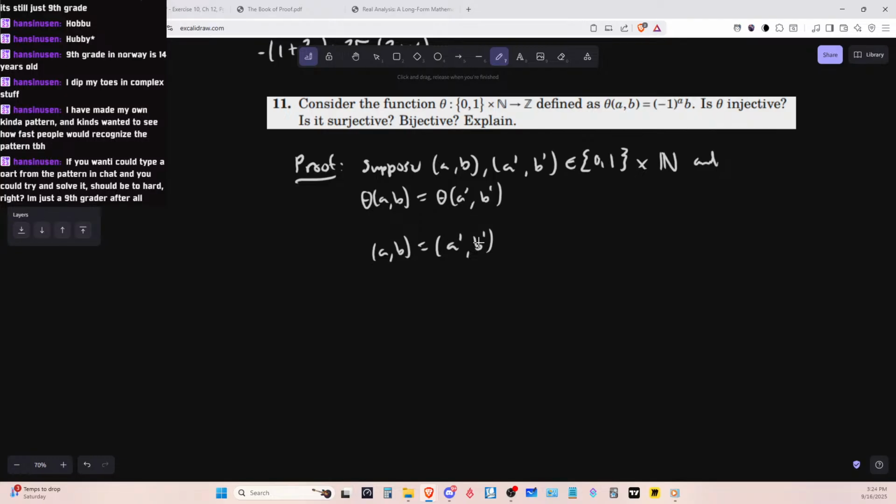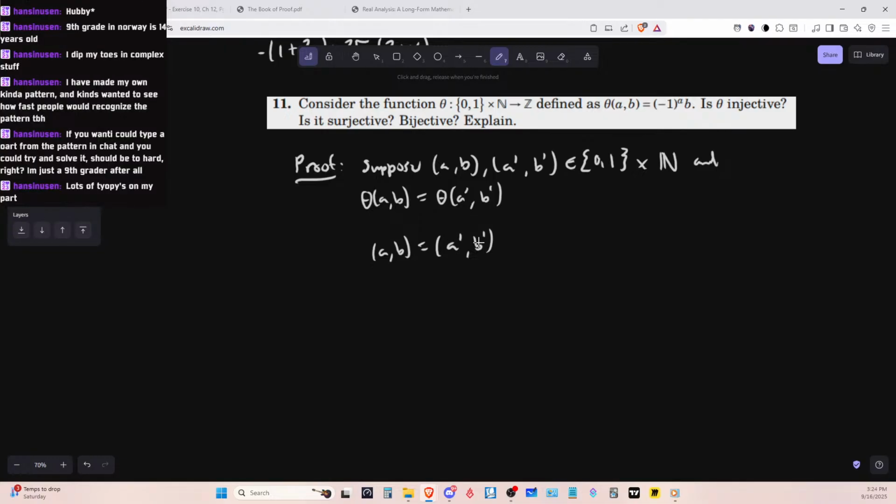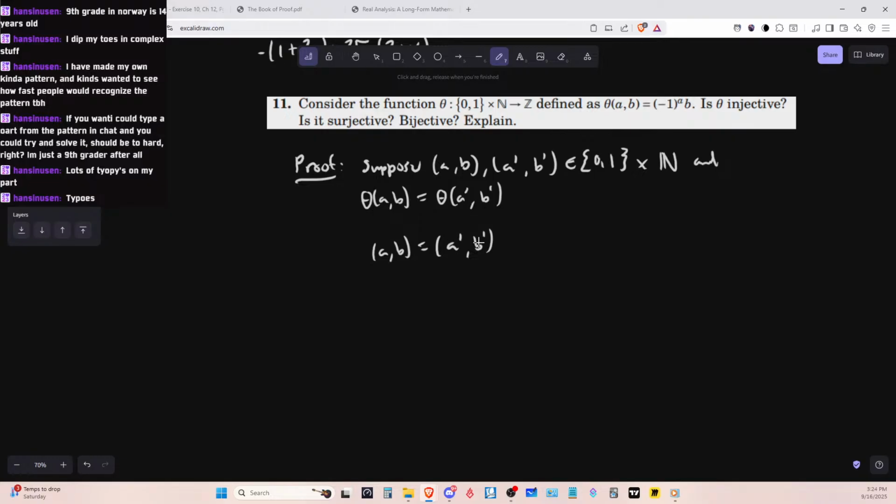If you want, you could put the pattern in chat, and you could try to solve it. It could be hard, right? It's interesting what people come up with in patterns. A lot of typos on my part. No, it's okay, because you said you're from Norway, so I'm guessing English is not your first language.